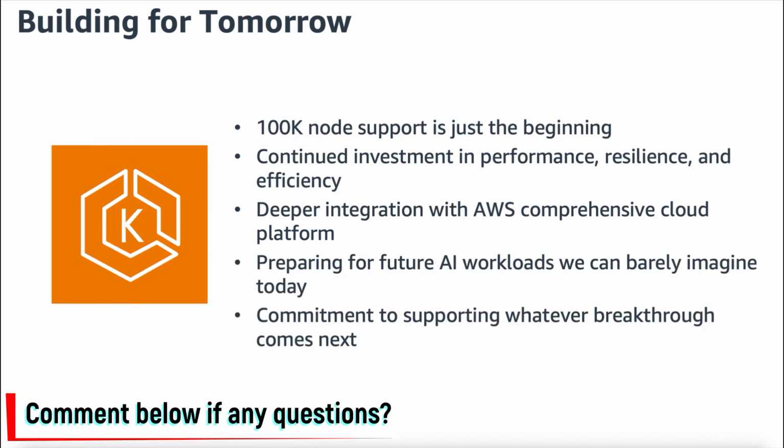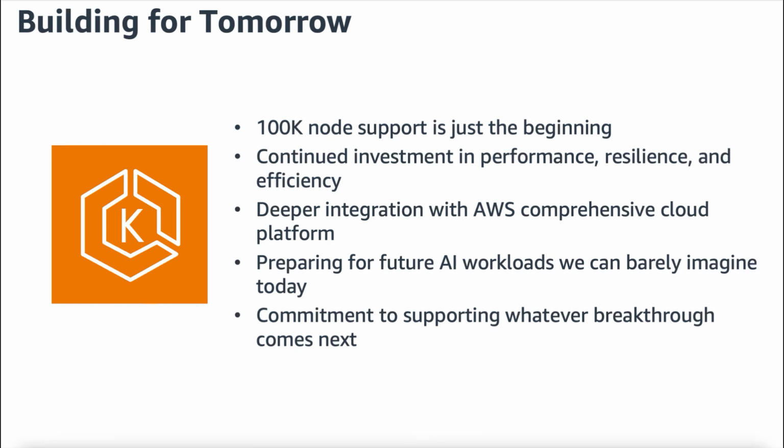Most importantly, AWS is preparing for future AI workloads that we can barely imagine today. The pace of innovation in artificial intelligence continues to accelerate, and we are committed to ensuring that AWS provides the infrastructure foundation needed for whatever breakthrough comes next. Whether it's AGI systems, quantum classical hybrid computing, or entirely new paradigms we haven't yet conceived, EKS Ultrascale provides the scalable, reliable foundation that will enable these innovations.